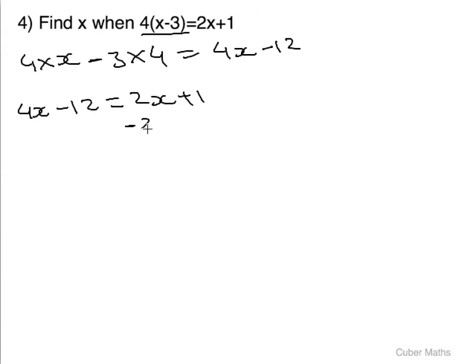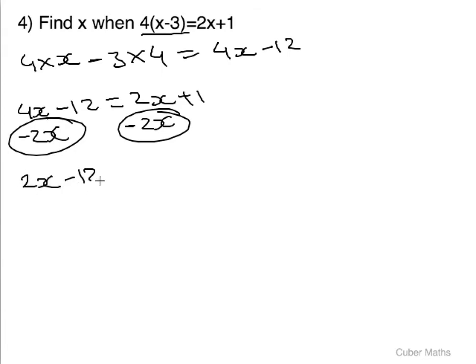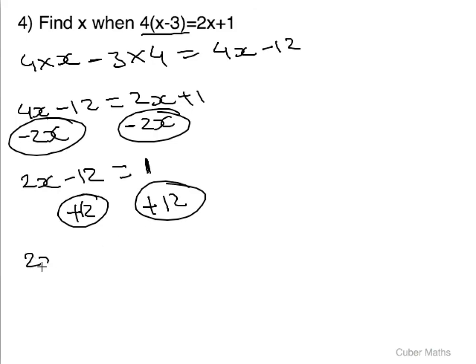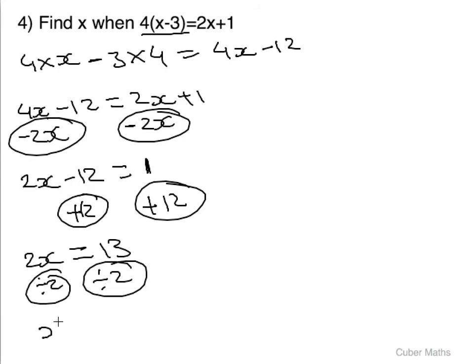What we're going to do is take away 2x from both sides to get no x's on the right hand side. So if we take away 2x, we end up with 2x take away 12 is equal to 0x plus 1, so we're just going to write a 1 there. Now to get this 2x by itself, we need to add 12 to both sides. When we add 12, we end up with 2x plus nothing, so just leave it by itself. It's equal to 13. Now it just asks for x, so we need to divide by 2 on both sides. So 2x divided by 2 just gives us x, and 13 divided by 2 gives us 13 over 2, or 6.5.